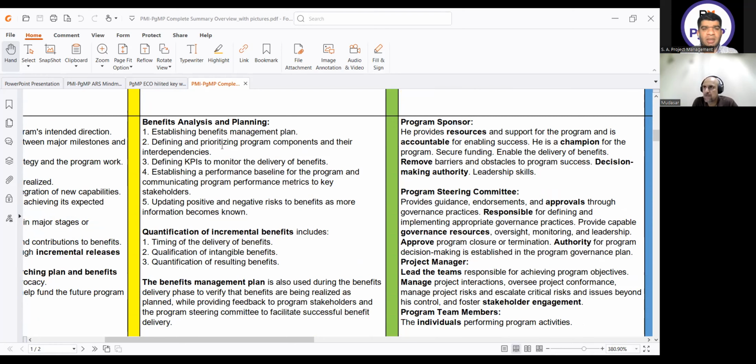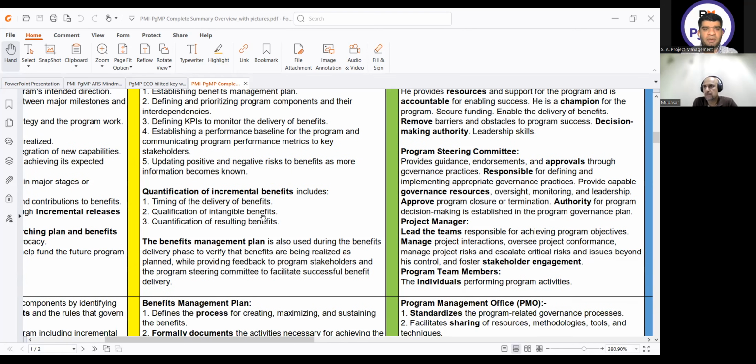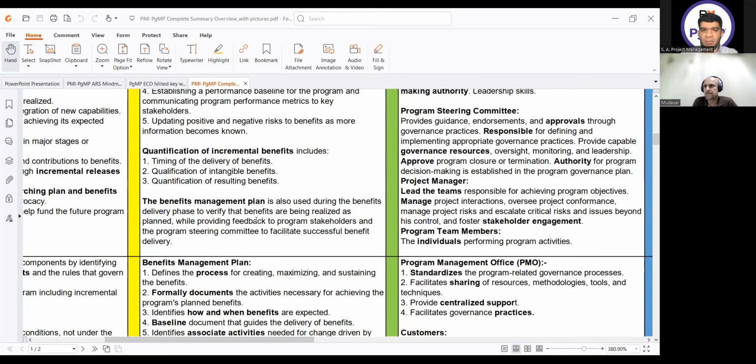It establishes the benefits management plan, defining and prioritizing program components and their interdependencies, defining KPIs to monitor the delivery of benefits, establishing a performance baseline for the program and communicating program performance metrics to key stakeholders, updating positive and negative risks to benefit as more information becomes known. Then we will do the quantification and qualification of the benefits, and then we will get the benefits management plan.